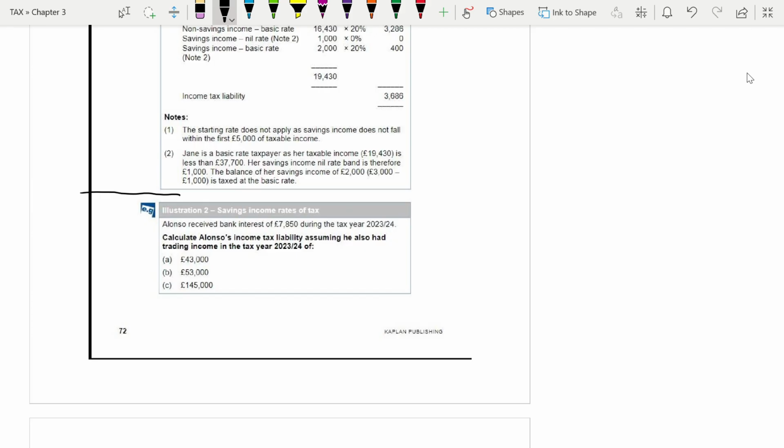This is UK taxation, a continuation of our previous class sessions, and this is valid till the March 2025 exams.